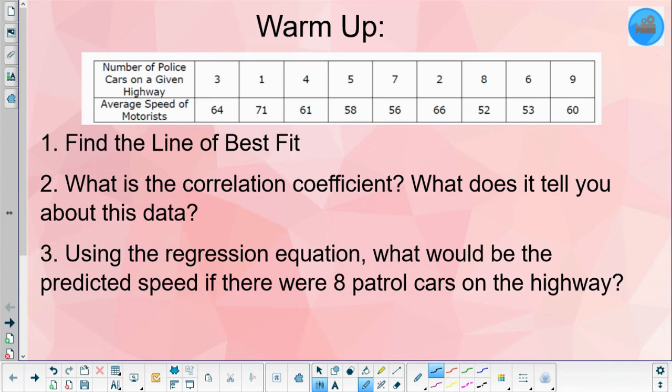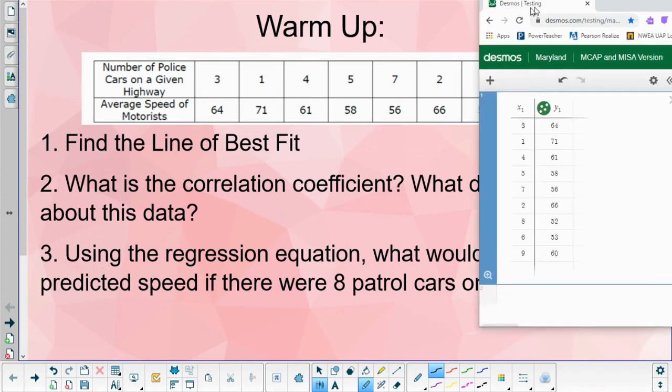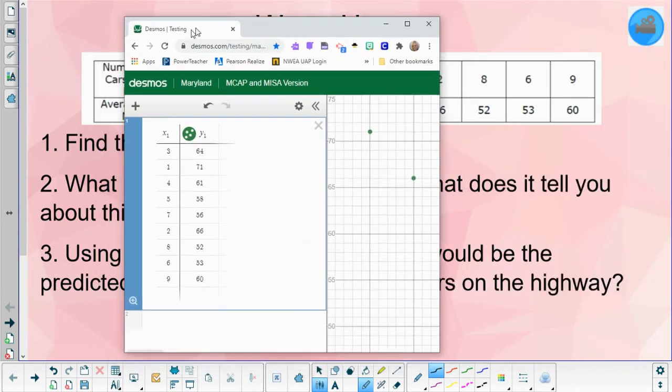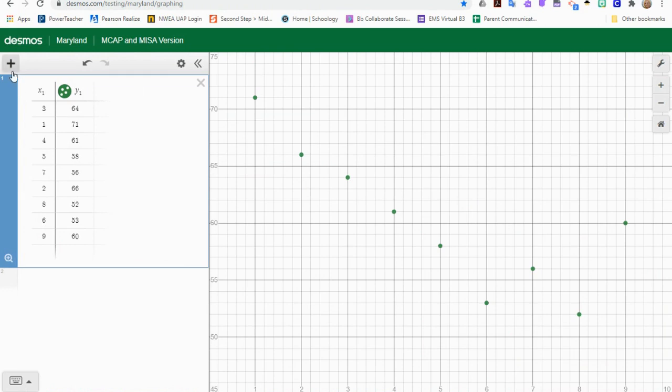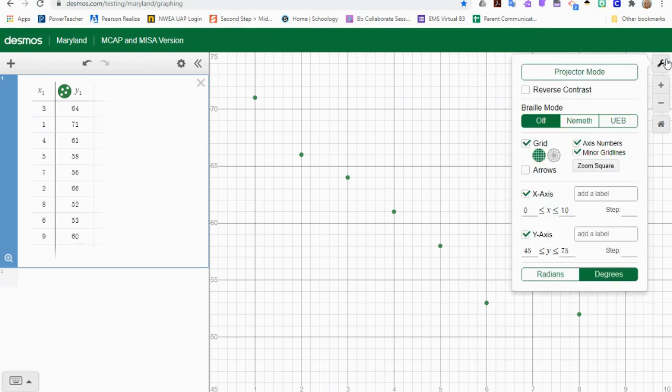All right, to find the line of best fit, you're going to open up your Desmos calculator and enter the table. So I've already done that. Just as a reminder, if you go into the Desmos calculator and hit the plus button, you can add a table right there. Now, you may not be able to see your points at first. I can see them because I adjusted my window. So if you go to the wrench, I changed my X values from 0 to 10 and my Y values from 45 to 75, given the data that I have.